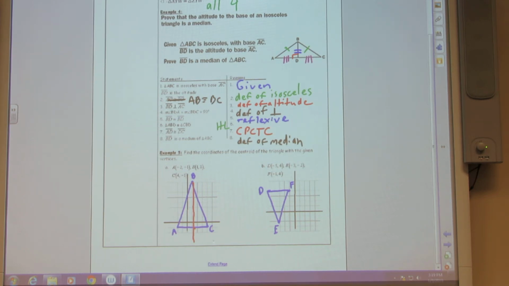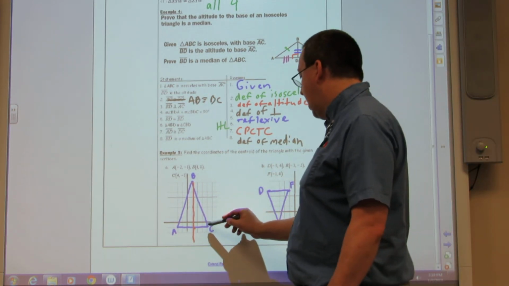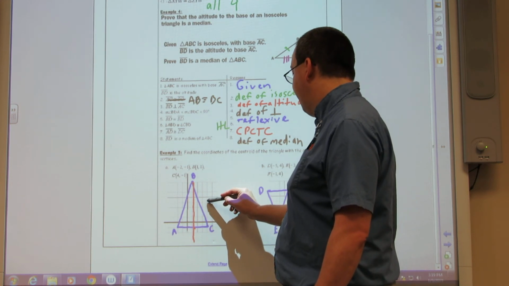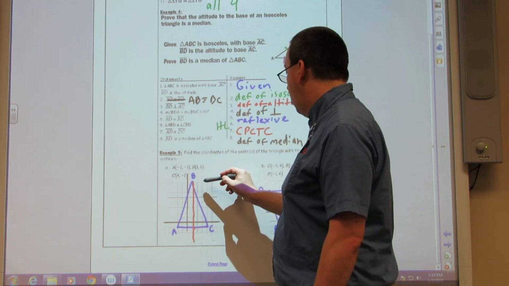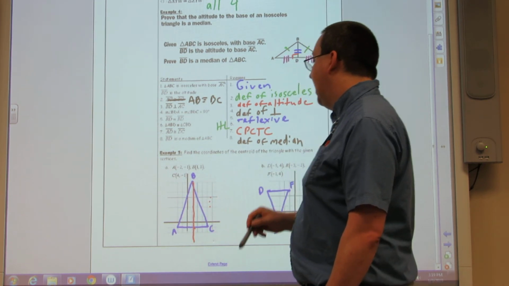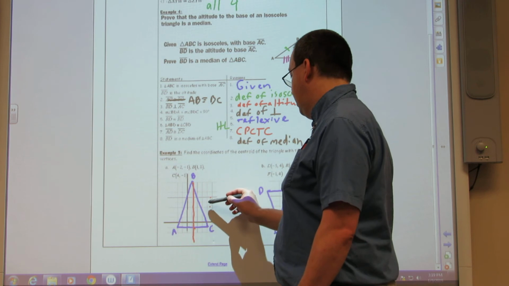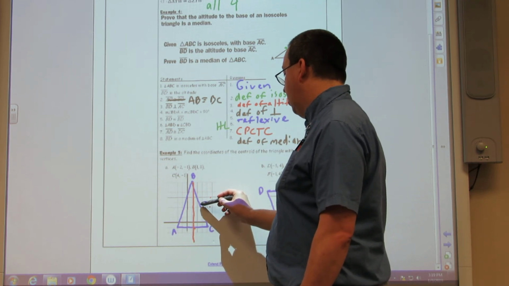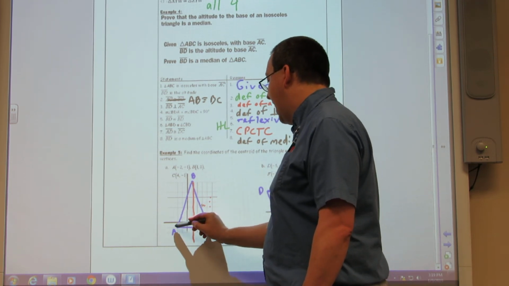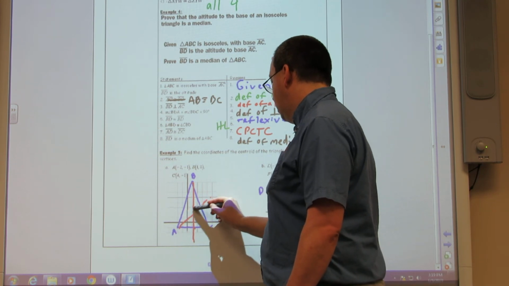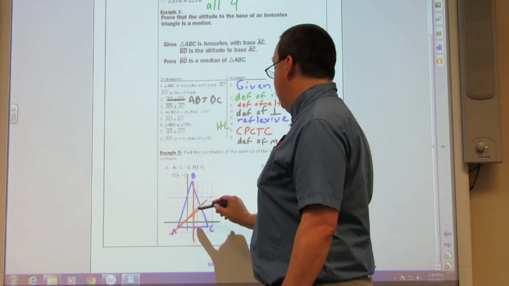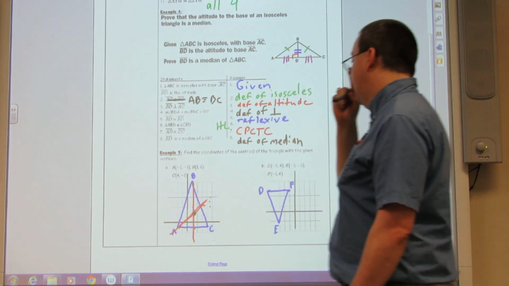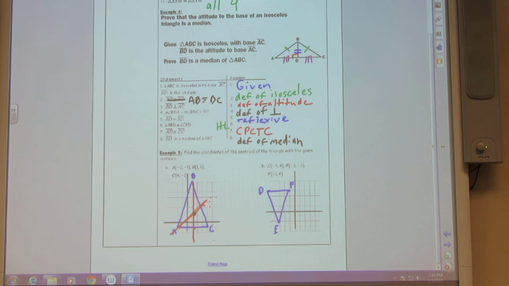So if I look at my slope, as I'm coming up here, I come up 1, 2, 3, 4, 5, 6, 7, 8, 9, and I come over 1, 2, 3. If I do half of that, I'm going to come to a point on this line. That is my midpoint. So this point right here is where my centroid would be.